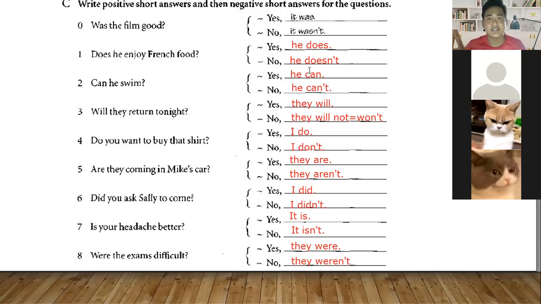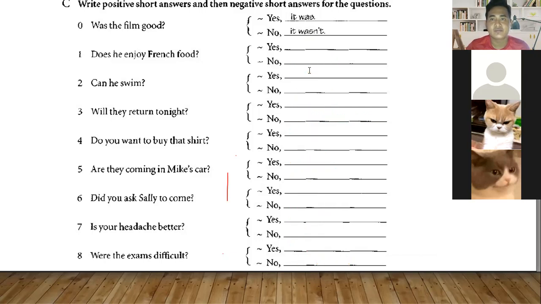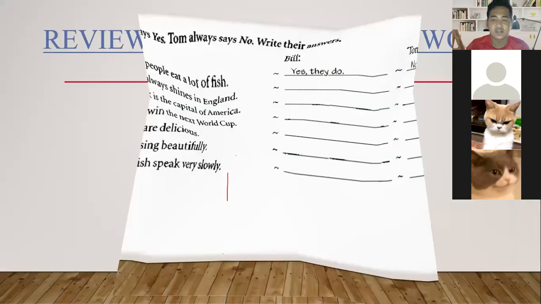This is the answer that you have to correct yourself. If you write your answer wrong, okay, move to the next one, you have to correct it again. Next exercise, because we have a short time. The last 3 minutes.